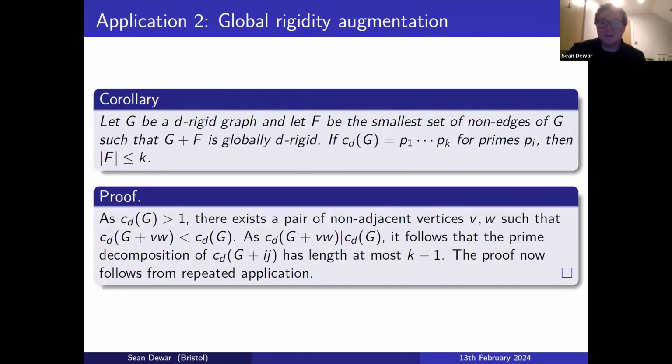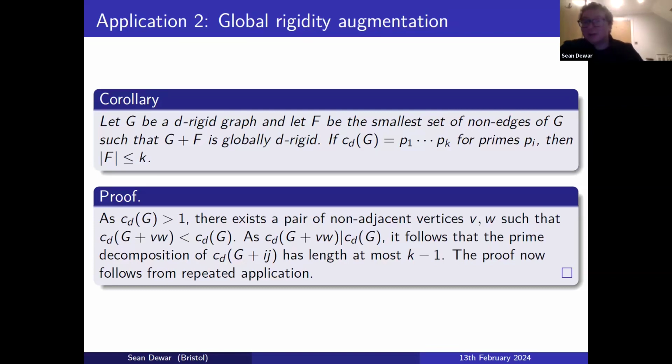The next is about global rigidity augmentation. So often if you have a graph that's rigid, you actually want to add edges to make it globally rigid, and it's kind of a hard problem. It's provably a difficult problem to get estimates on how many edges you need to throw in to make something that was rigid actually globally rigid. And we can use this division property to tell us.